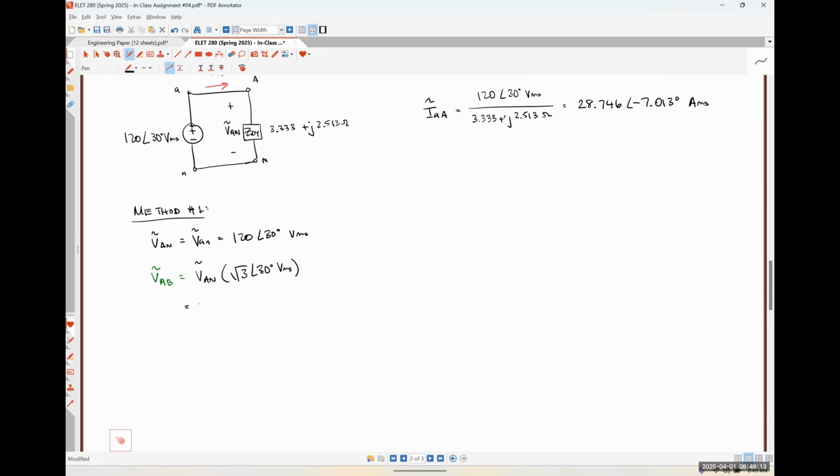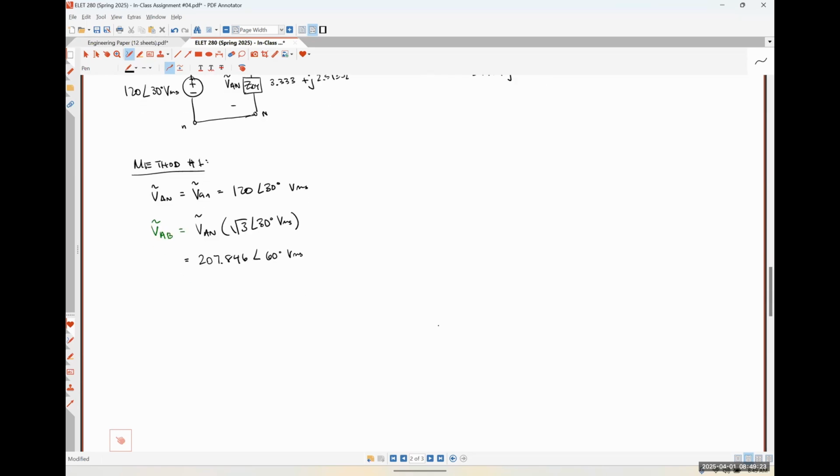207.846 with an angle of 60 degrees volts RMS. And then lastly, our current I_AB could be found just by using Ohm's law. So that would be V_AB over Z delta. So that would be 207.846 with an angle of 60 degrees volts RMS.